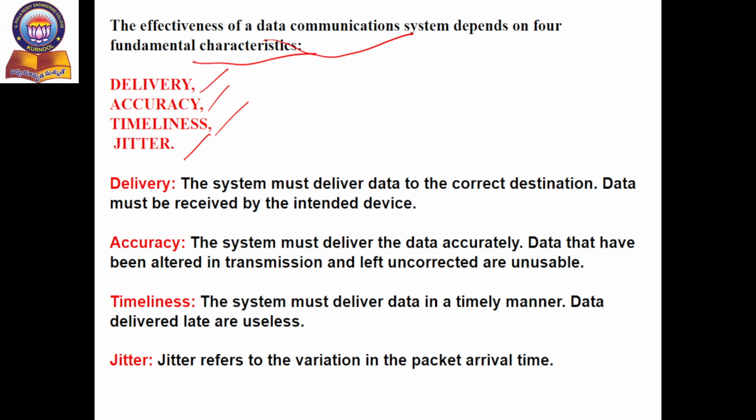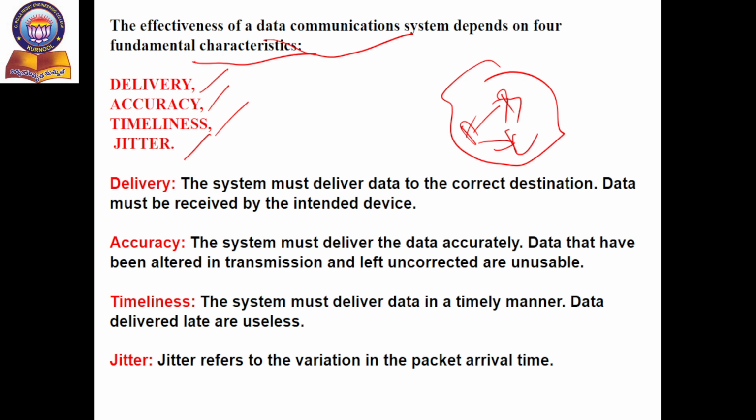So what is delivery here? These are the four characteristics: delivery, accuracy, timeliness and jitter. What is delivery? The system must deliver the data to the correct destination. There is a predefined work in the communication system. In the network, there are three devices, A, B and C. I want to communicate my data between A and B, but the network is delivering the data to C, which means it's not a good communication.